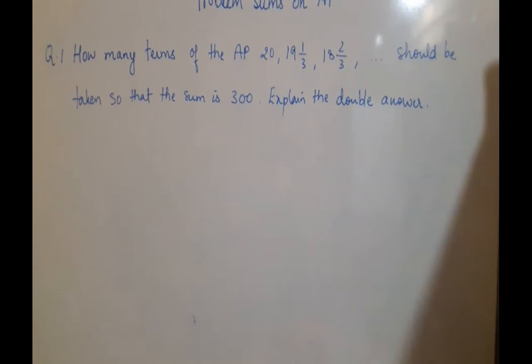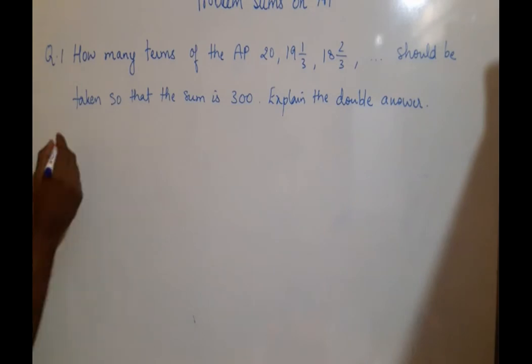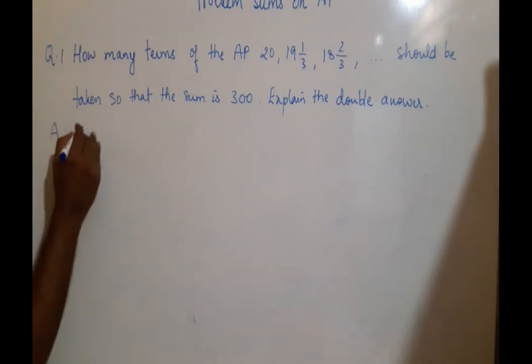Now we'll start with the first sum. The sum says how many terms of the AP 20, 19 1/3, 18 2/3 and so on should be taken so that the sum is 300, and explain the double answer. To start with the sum, we first need to find out the first term.